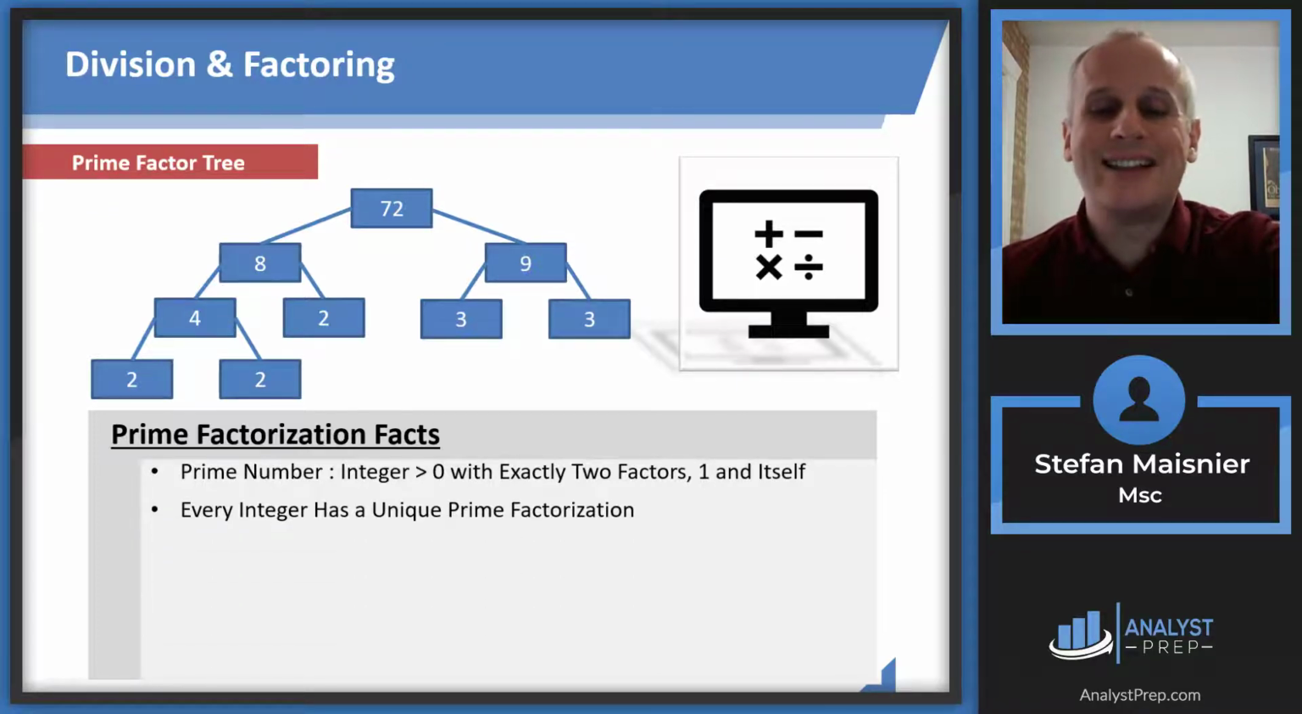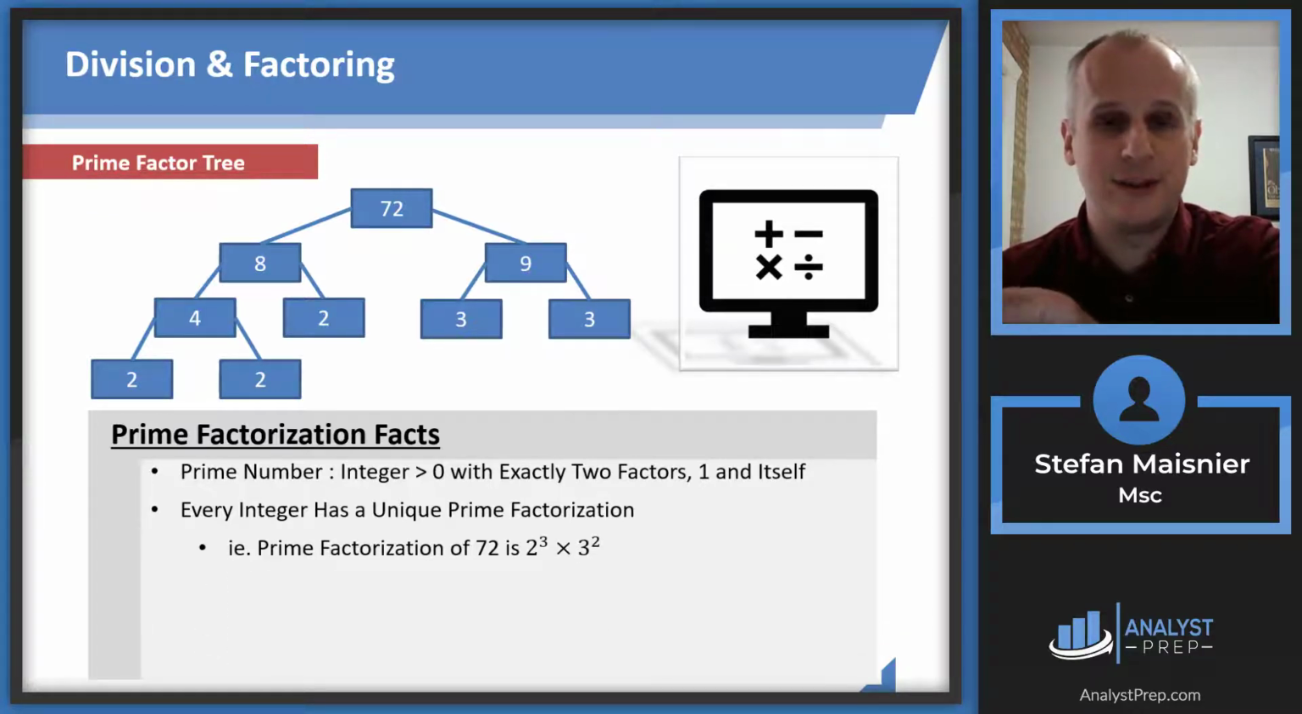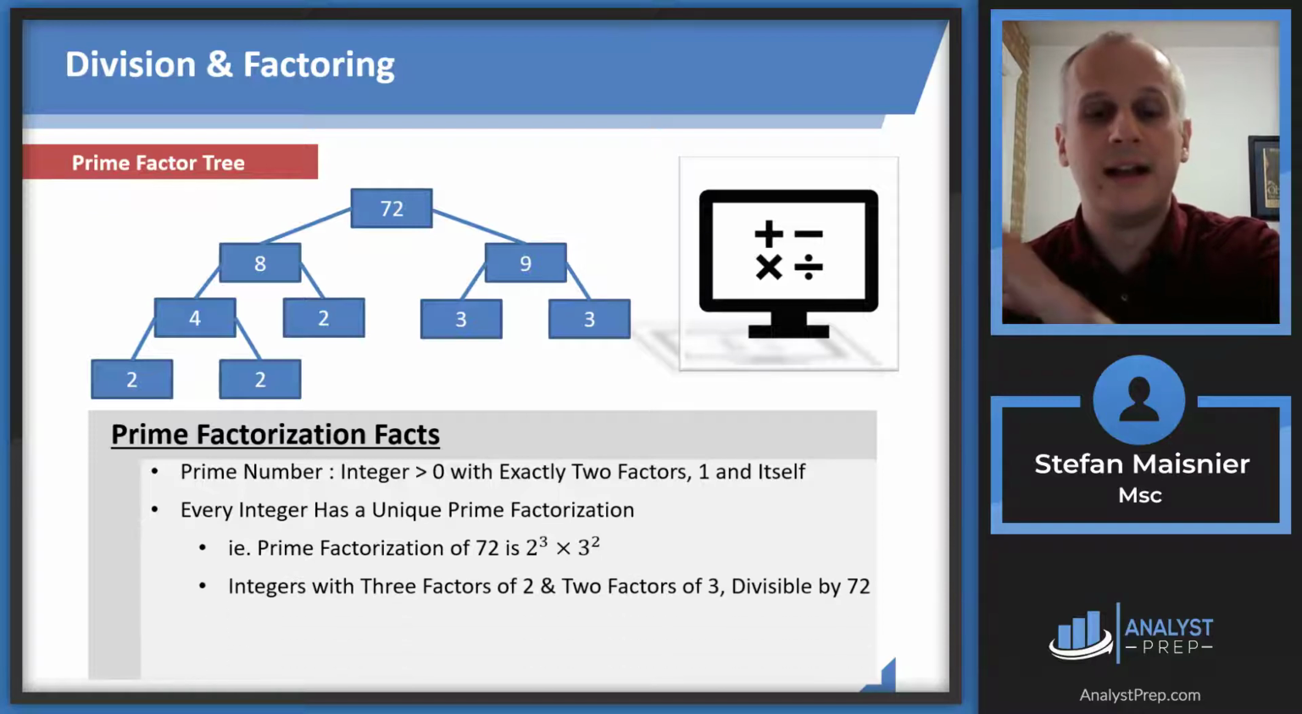Every integer has a unique prime factorization. So that means here that 72 is the only integer that is comprised of exactly 3 2's multiplied by each other and 2 3's. So it has a unique prime factorization of 2 cubed times 3 squared. And any integer with 3 factors of 2 and 2 factors of 3 will thereby be divisible by 72.